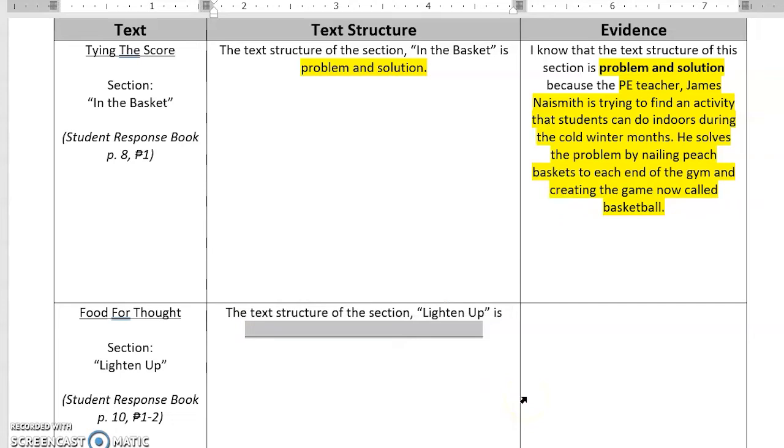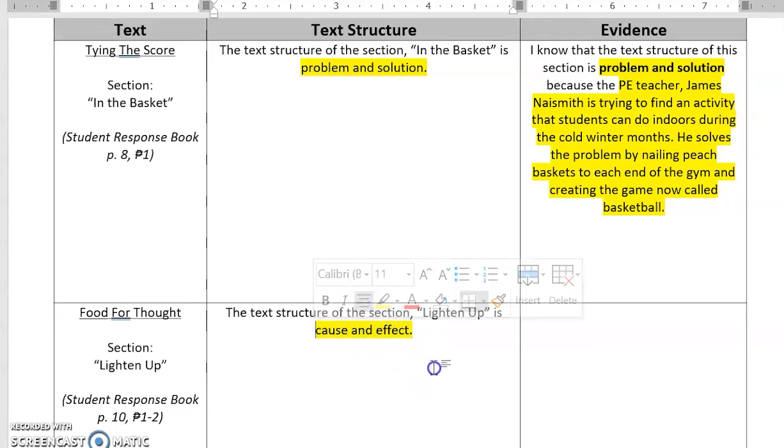We've reread that section of the text, and again, we've made the decision that this really could fit both problem and solution, as well as cause and effect. However, we have to make a decision. In my brain, I am thinking that the text structure of this section, Lighten Up, is cause and effect. Now, if you were absolutely certain that the text structure was problem and solution, if you can provide evidence that supports your thinking, then you are also correct.